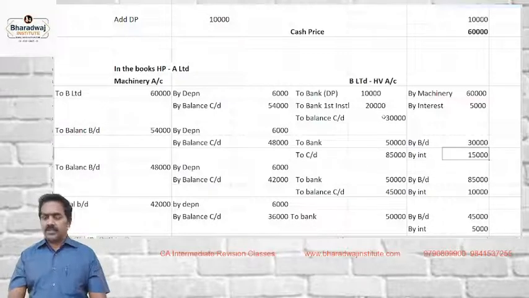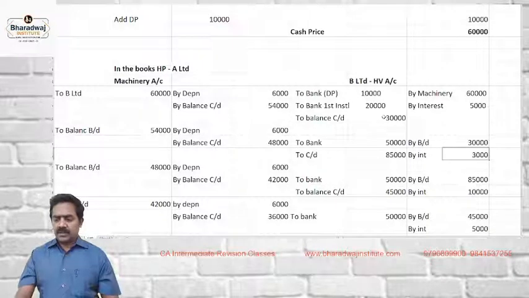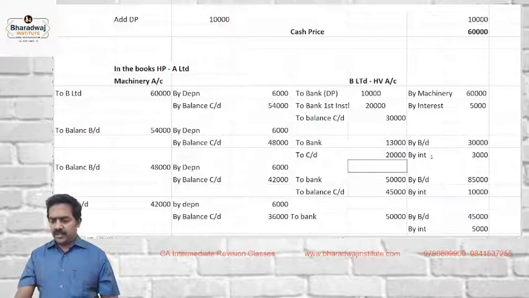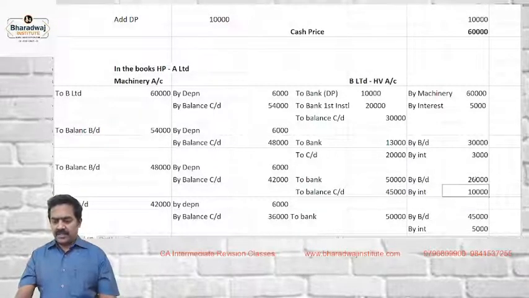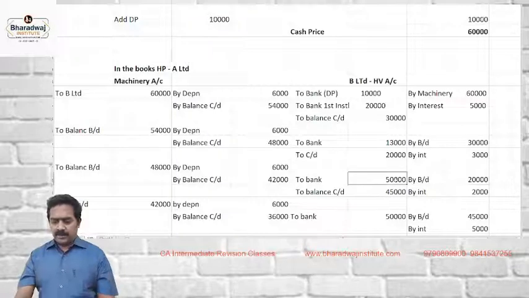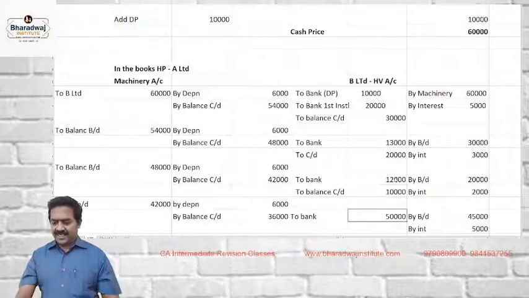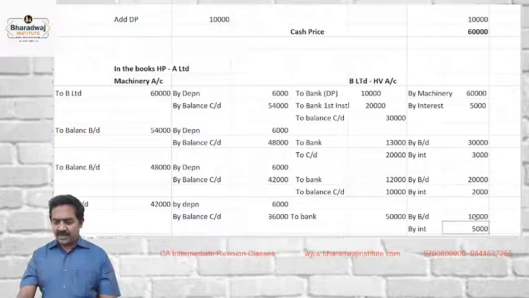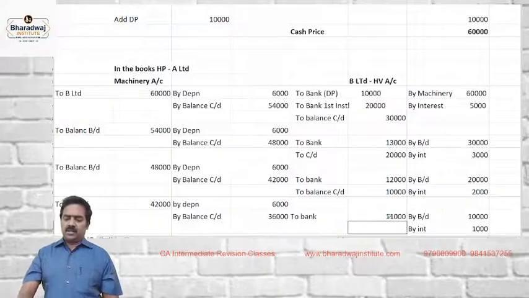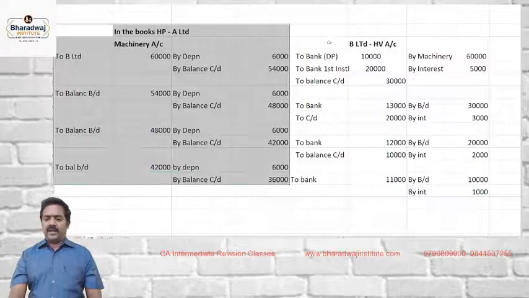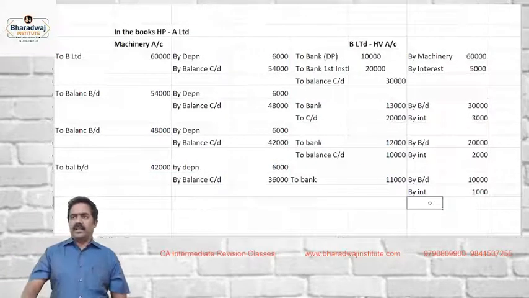Second year interest. What is the interest for the second year? 3,000. Amount paid is 13,000. Balance 20,000 will continue. Next year 20,000 opening balance. Interest is how much? 2,000. Okay. So 12,000 we paid. How much balance? 10,000. Last year by balance brought down 10,000. What is the interest? 1,000. To bank, how much we pay? 11,000 and closed. Ledger accounts are ditto or same, like asset account is maintained and hire vendor account is maintained. Next.